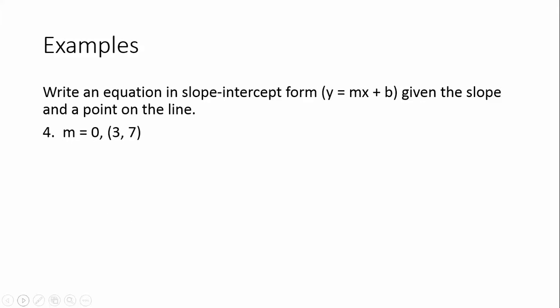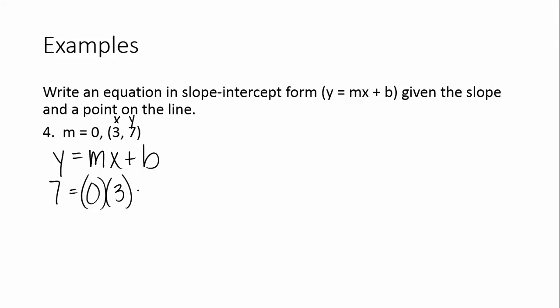This is the last example today, so we have a slope of 0 and the point is 3, 7. So when we write y equals, excuse me, mx plus b, the 3 is the x, the 7 is the y. We're going to plug in 7 for y, 0 for m, and 3 for x. So when we solve, we get 7 equals 0 plus b. And as we talked in an earlier example, 0 plus b is just b. So we get the y-intercept of 7.